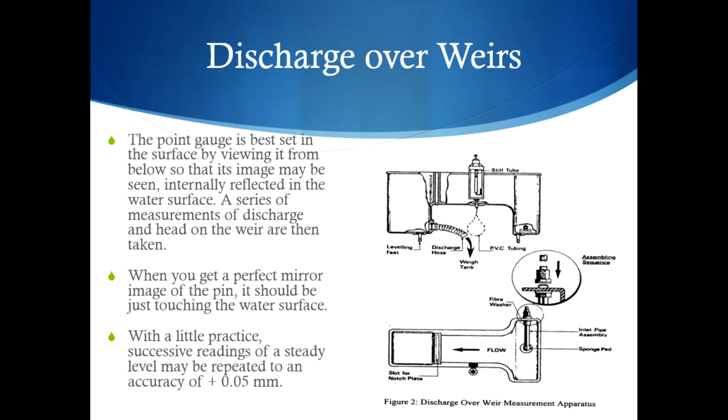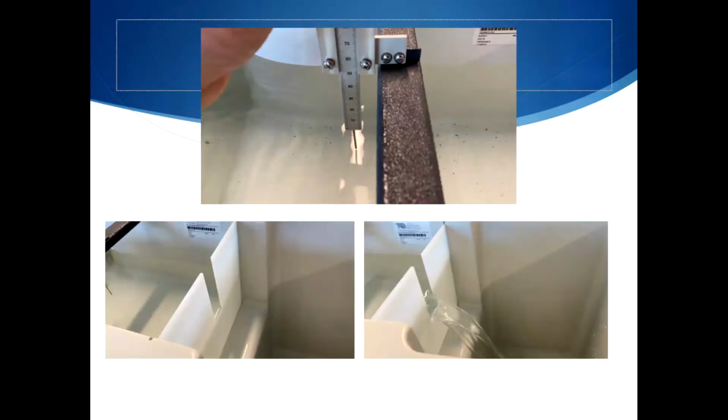Then the point gauge is best set in the surface by viewing it from below, so that its image might be seen internally reflected in the water surface. A series of measurements of discharge and head on the weir are then taken. That is to say that when you have a perfect mirror image of the pin, it should be just touching the water surface. So this is a close-up of the water pin right now.